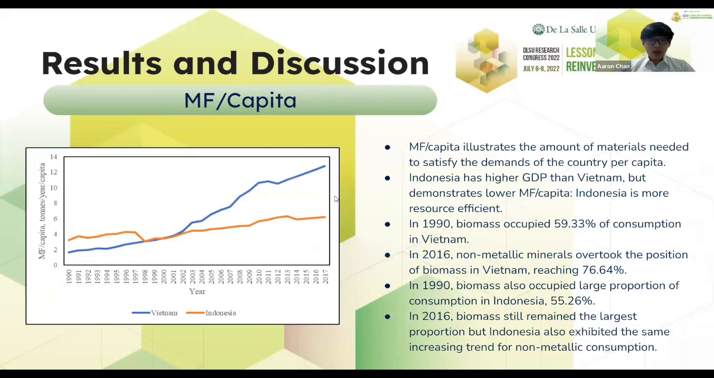We also looked into the total amount of materials needed to satisfy the final demands of an economy. As can be seen in the line chart, there is a general growing trend for both countries. This means that the resource consumption per capita for the final demands of the country increases per year. As can be observed, the MF per capita of Vietnam overtook Indonesia's in the year 2000. This also means that Indonesia uses fewer materials to satisfy its demand, even though it generates a higher GDP. Further analysis shows that both countries have lowered their consumption of biomass and increased the use of non-metallic minerals. This can be attributed to their investment in infrastructure development projects.